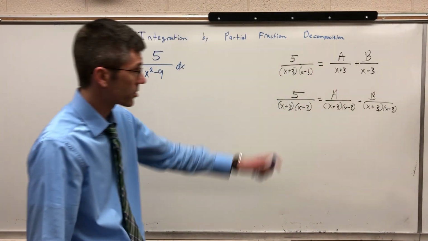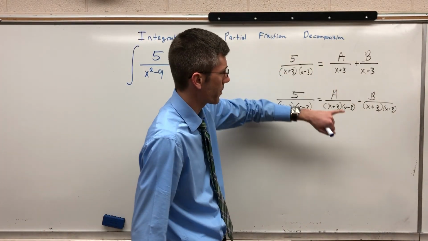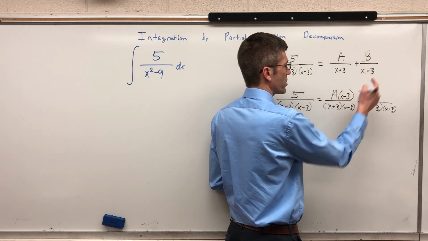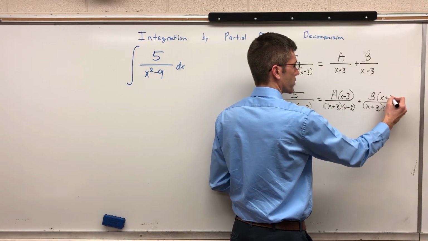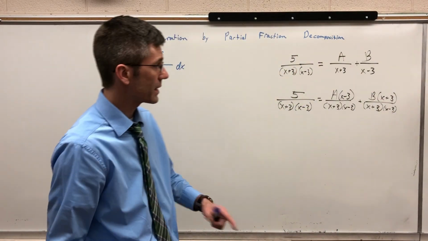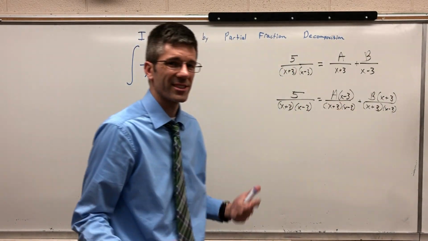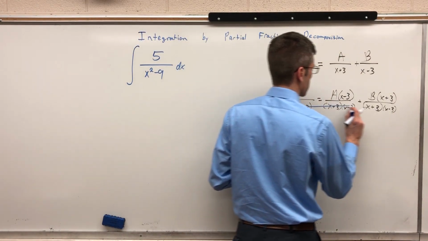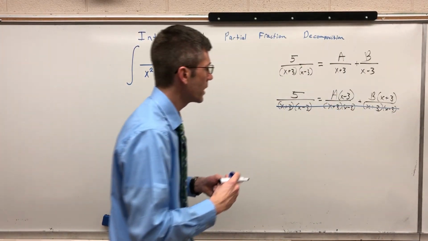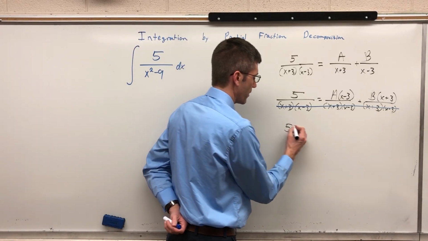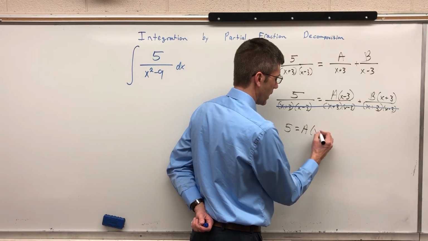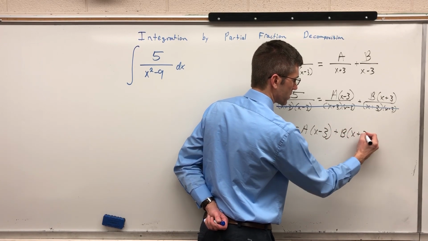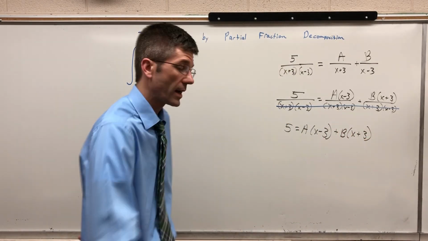This is mathematically incorrect because we totally changed this denominator by multiplying by x minus 3. We changed this one by multiplying by x plus 3, and now it is perfectly legal to wipe out your denominators. It's the same thing as multiplying every term by that denominator. And so now we have this: 5 equals A(x minus 3) plus B(x plus 3). And we need to figure out what A is and what B is.